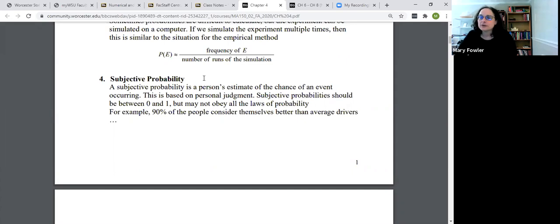So for example, a subjective probability is a person's estimate of a chance event occurring. It's based on personal judgment. It should always be between 0 and 1 because we are talking about probability. But it may not always observe all the laws of probability. So for example, 90% of the people consider themselves better than average drivers.